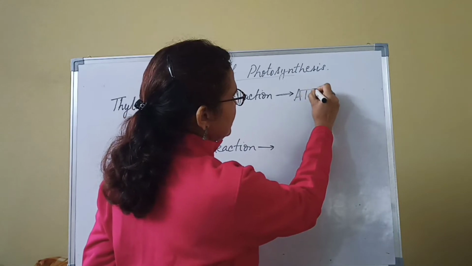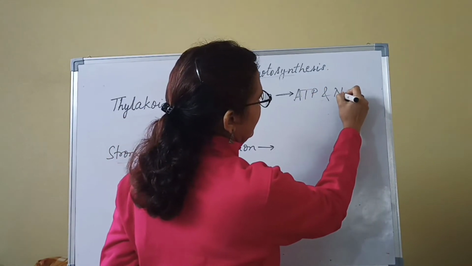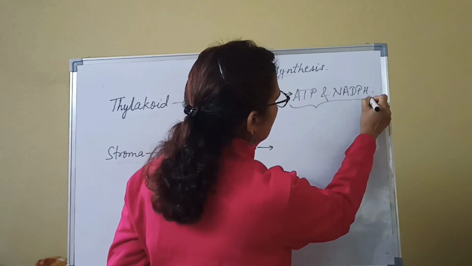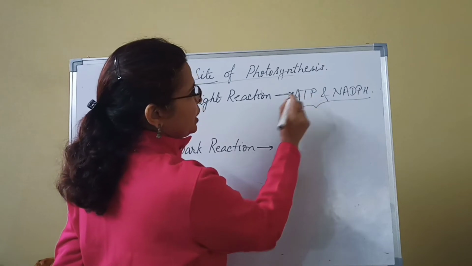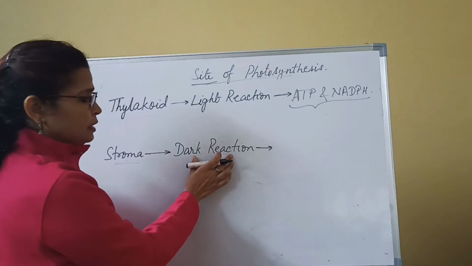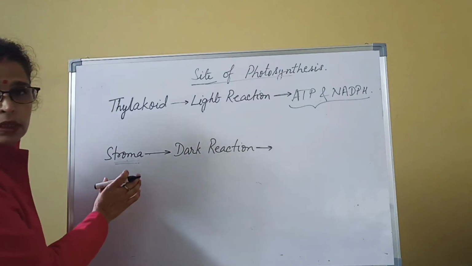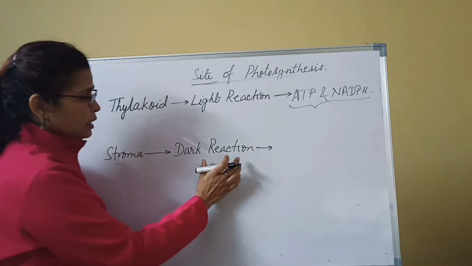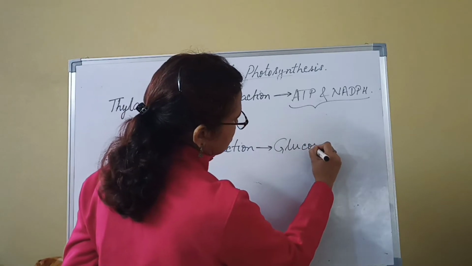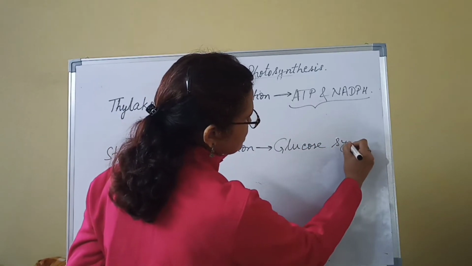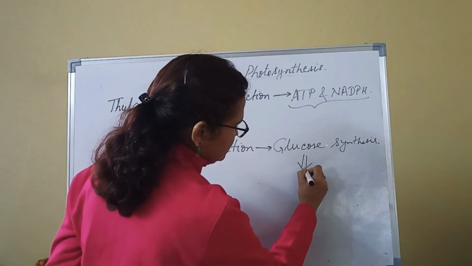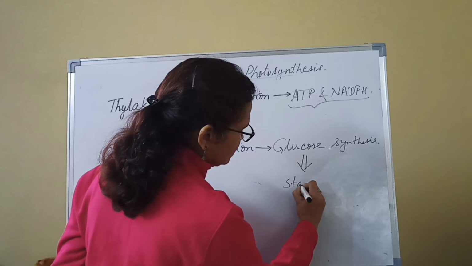By light reaction, ATP is synthesized and NADPH is also formed. So in light reaction, ATP is synthesized and NADPH is formed. And the dark reaction takes place in the stroma, meaning in the matrix of the chloroplast, and by the dark reaction the glucose is synthesized. Glucose synthesis takes place in dark reaction, and this glucose is stored in the form of starch.